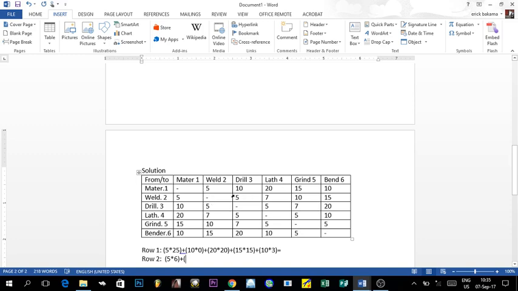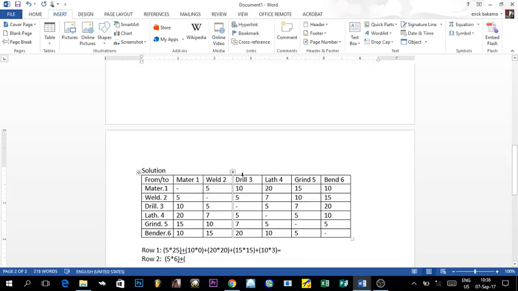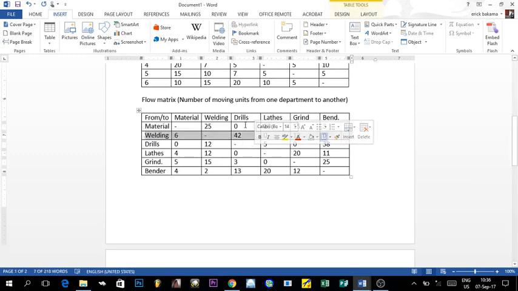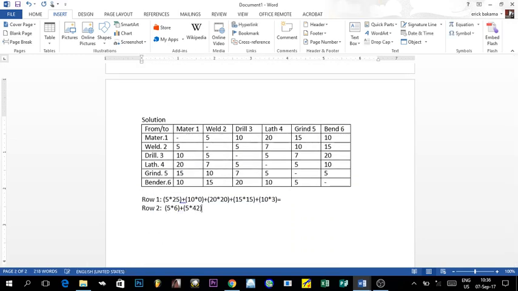So welding is room 2, and drill is room 3. So they are meeting somewhere here. And the distance is 5. The distance is 5 here. So you have welding and drilling, the distance is 5. How many material now are moving from welding and drilling? The material of it is 42. So we have 5 times 42 here.